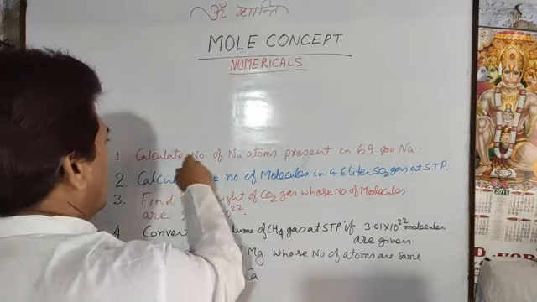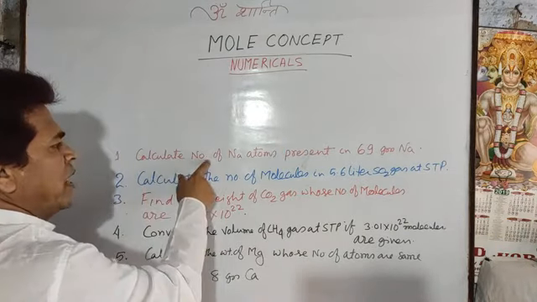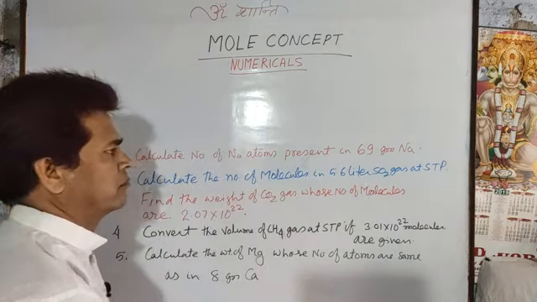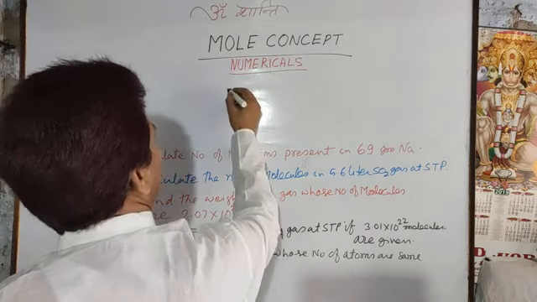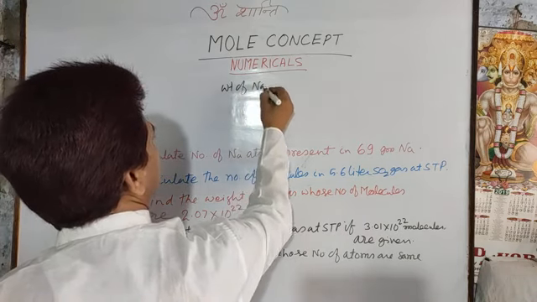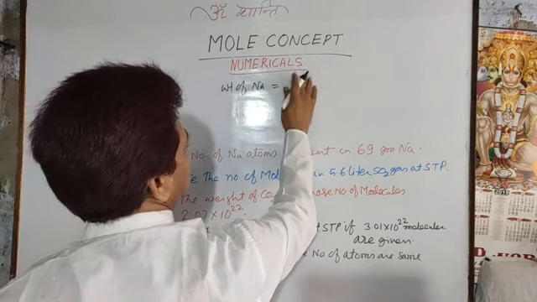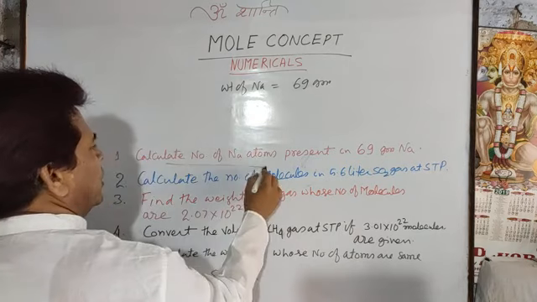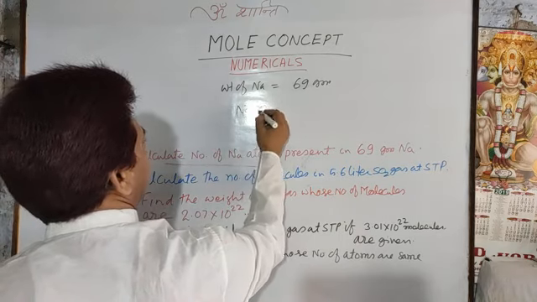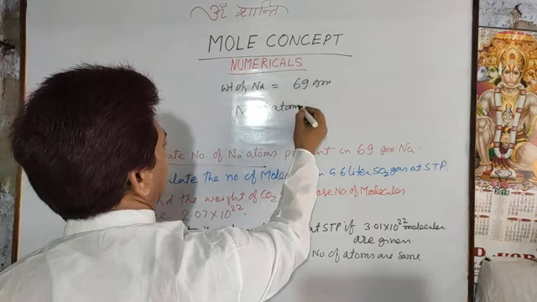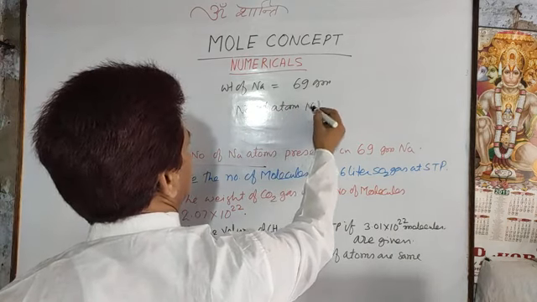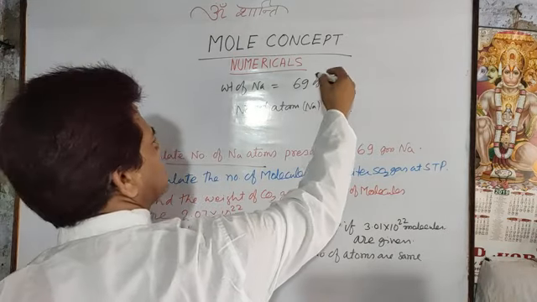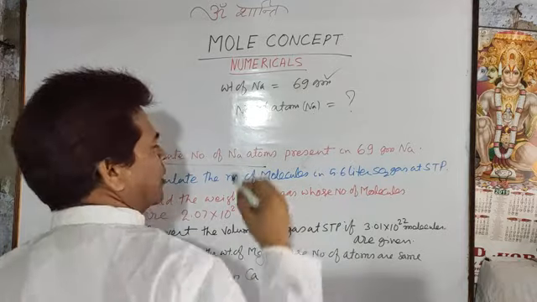So in the first problem we have written: calculate the number of sodium atoms present in 69 gram sodium. So here the data given is the weight of sodium, 69 gram, and the question is the number of atoms, question mark. So here the relation is between weight and number of atoms.